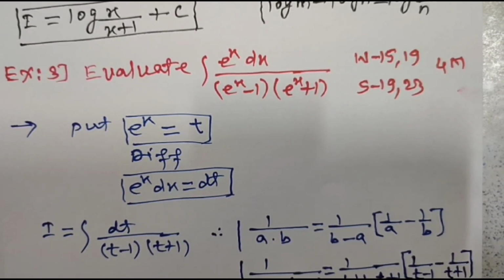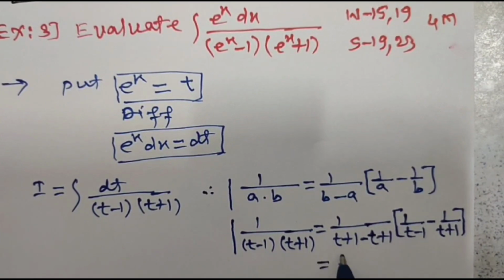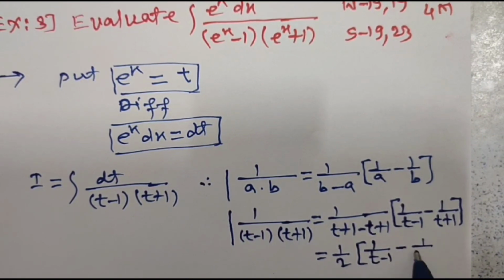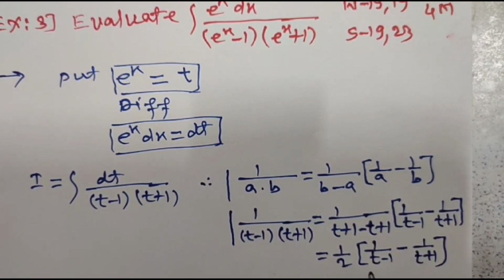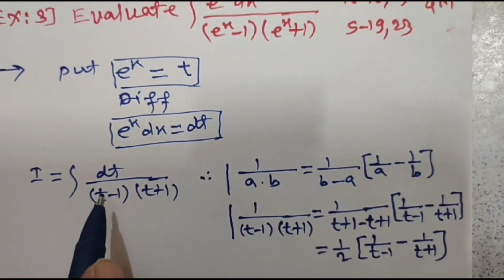Bracket close, and then simplify: t gets cancelled, 1 plus 1 is 2. So this can be written as 1 upon 2 into bracket 1 upon t minus 1 minus 1 upon t plus 1. These are the partial fractions of the given rational function. This is the given rational function. Now put these partial fractions in the given integral.